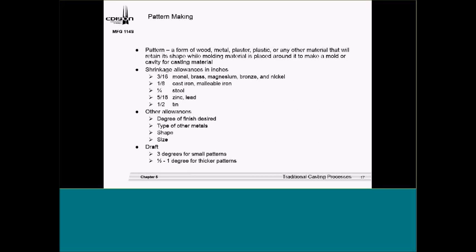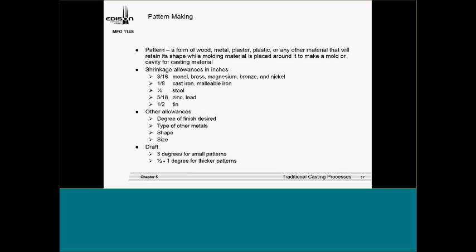We talked quite a bit about pattern making, and generally patterns are made out of wood. You could make them out of metal or plastic, and you want something to retain its shape as you force the sand around the material itself. And we explained the shrinkage allowances that we allow on a pattern.